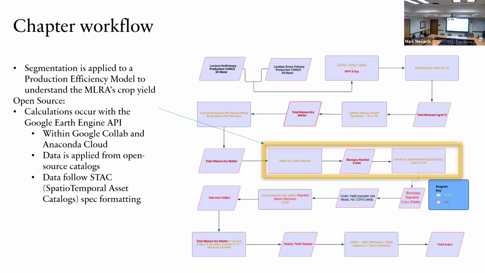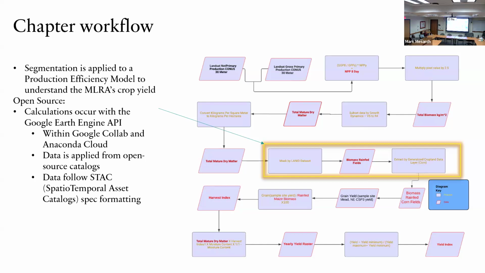In terms of open source applications, we're using the Google Earth Engine API in Google Colab. It's also written in the Anaconda Cloud. If many of you are familiar with a lot of the platforms like Spyder or RStudio or Jupyter Notebooks, a lot of them are driven from the development of Anaconda. I use that base development known as Anaconda Cloud to host this huge calculation that occurs across hundreds of thousands of fields.